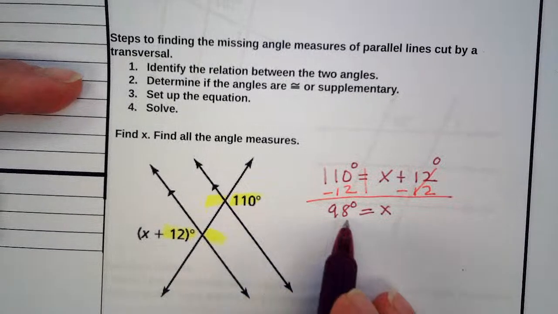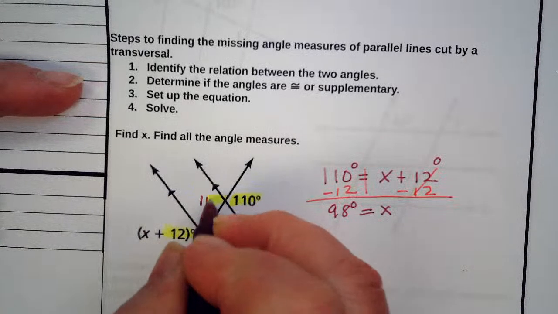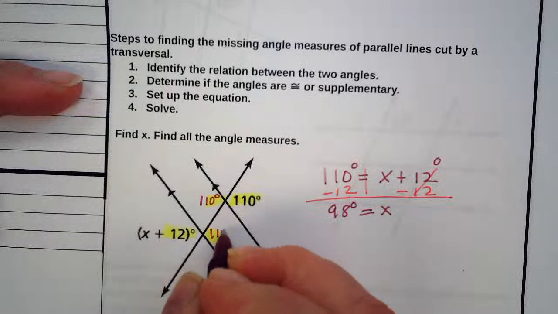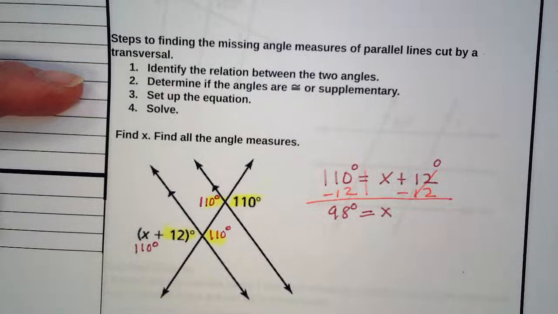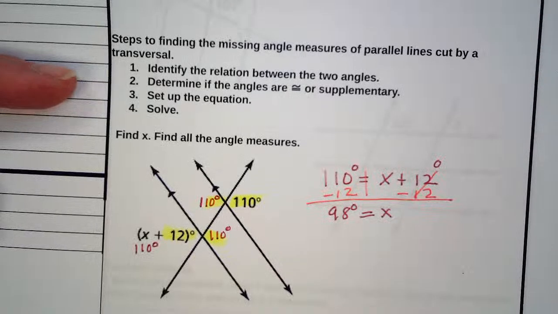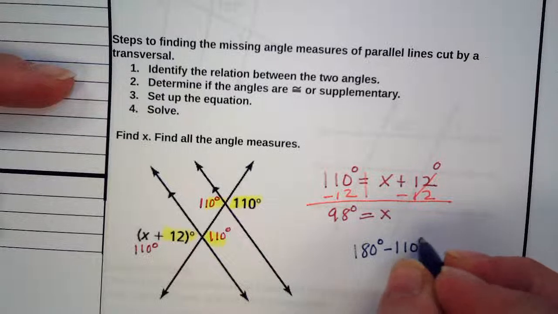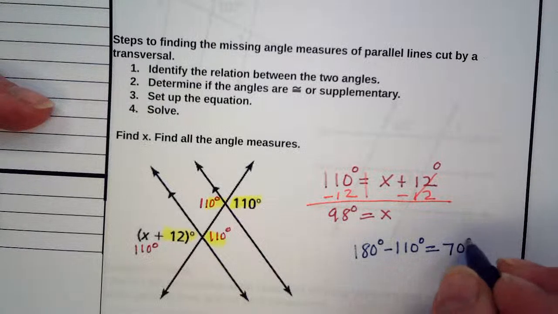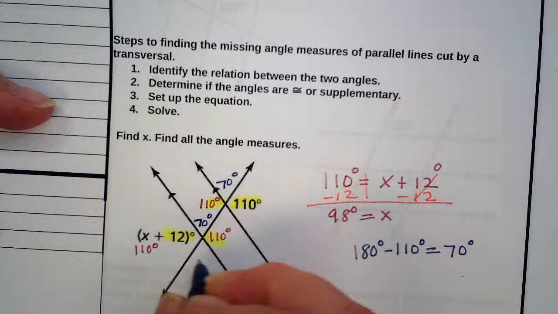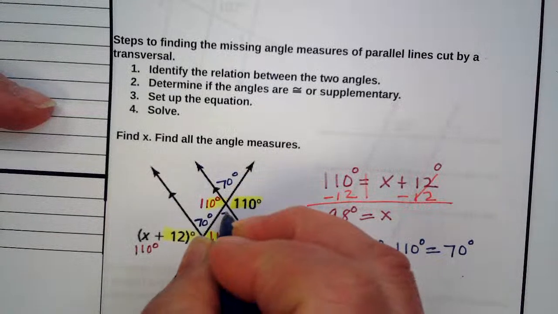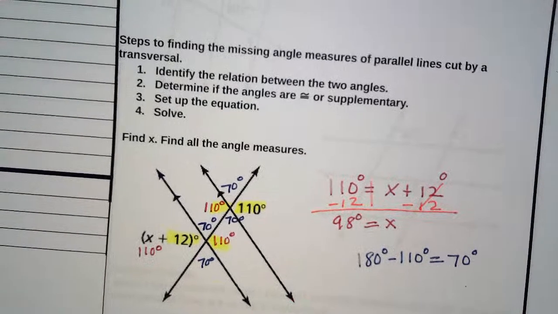But I also know that these are all 110 degrees. How do I find the rest? If you say 180 degrees minus 110 degrees, you would be correct. That gives me 70 degrees. All the rest are 70 degrees. So they will all either be congruent or supplementary.